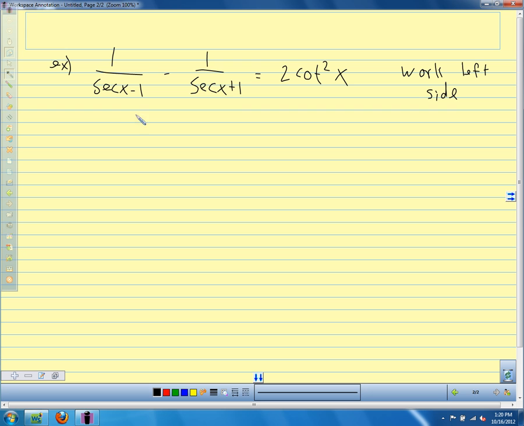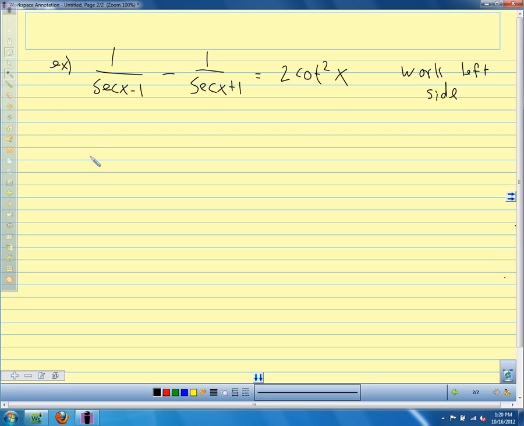So what am I going to want to do to this left-hand side? How can I simplify it? That's subtraction, yes. Minus. So what can I do to simplify that left side? I can combine them. I can subtract those fractions. So to subtract those fractions, what do I need to do? Right, so I have to find a common denominator.